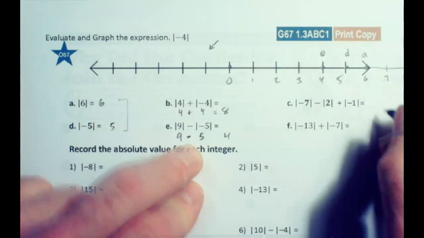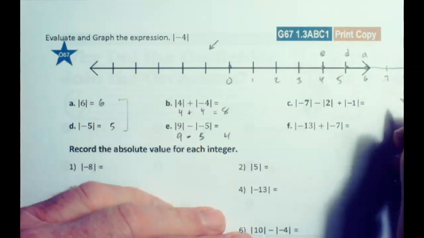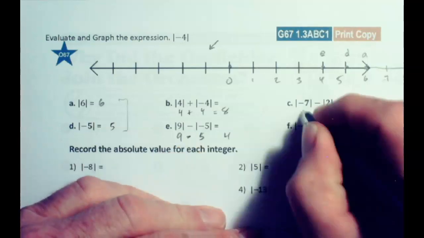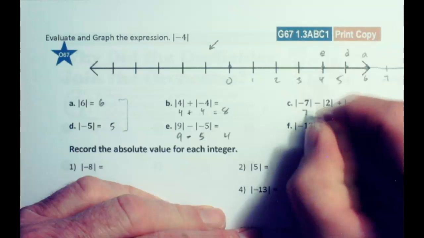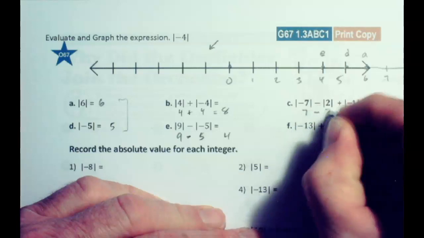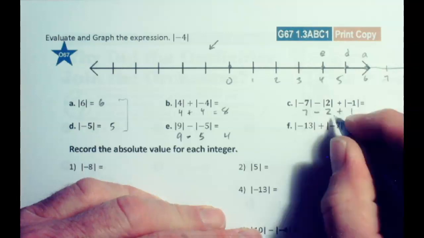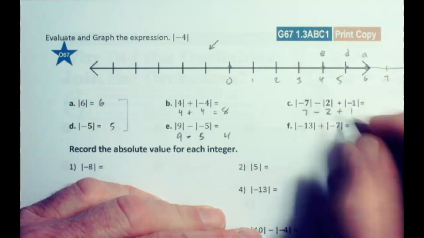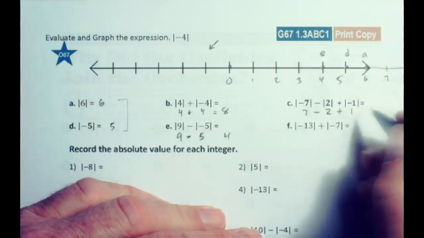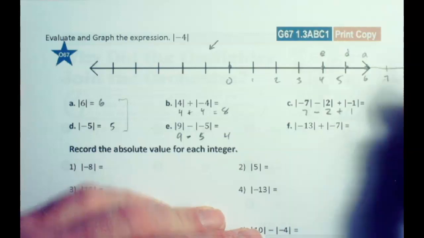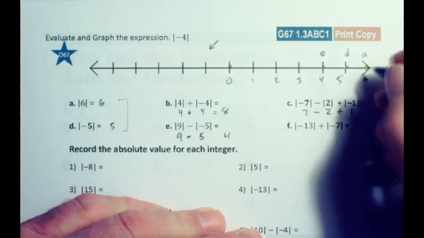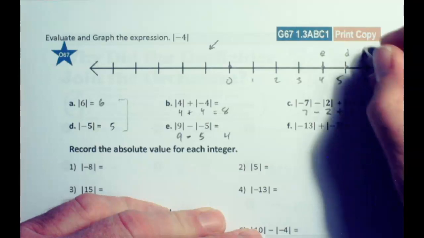So number C. Okay. Well, let's see. The absolute value of this would be 7. It's going to subtract the absolute value of 2, which is 2, and I'm going to add the absolute value of that, which is 1. 7 minus 2 is 5. Plus 1 is 6. So C is going to graph out at 6 as well. So do A and C.